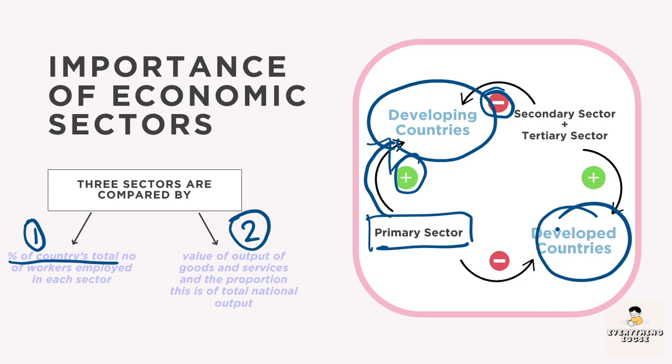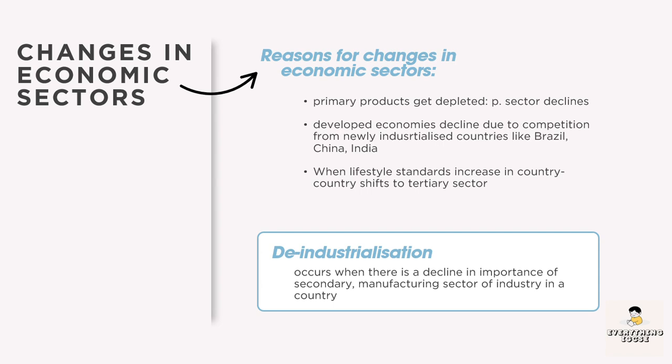Now developed countries on the other hand have a lot of secondary and tertiary sectors. Okay, which means that there's a lot of manufacturing businesses, there's a lot of services and retail shops and luxury in developed countries. However, there are very little primary sectors. Okay, there are very little employees who work in the primary sector. Okay, now next we're going to look at the changes in economic sectors.